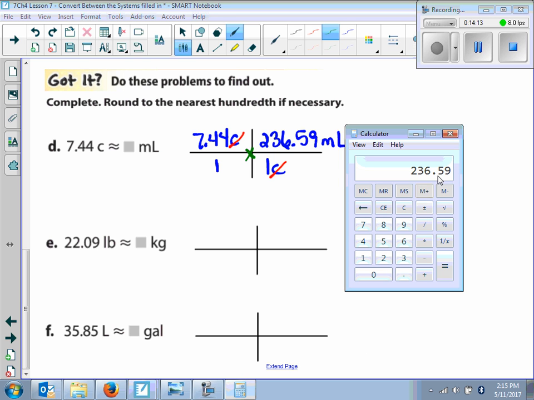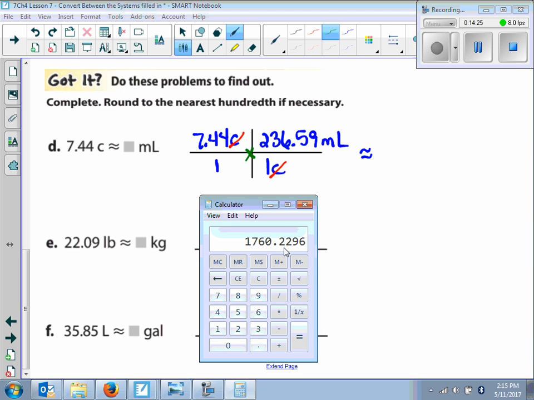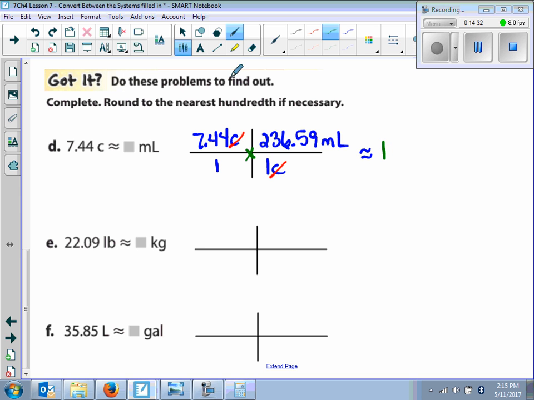So 236.59 times 7.44 is equal to 1,760. And if I'm rounding to the nearest hundredth, 0.23. Very good. So 1,760.23, and what are my units? Very good. And please notice it's little m, capital L for milliliters. Is everybody clear? All right.